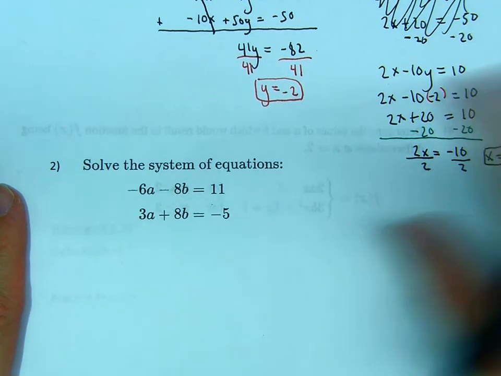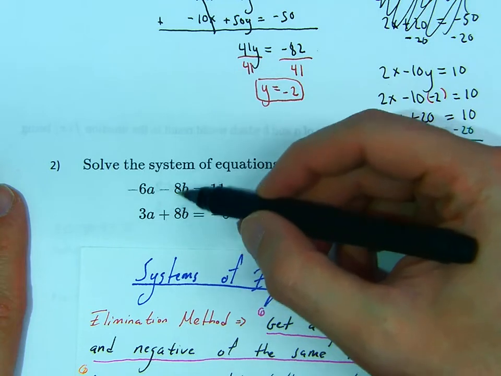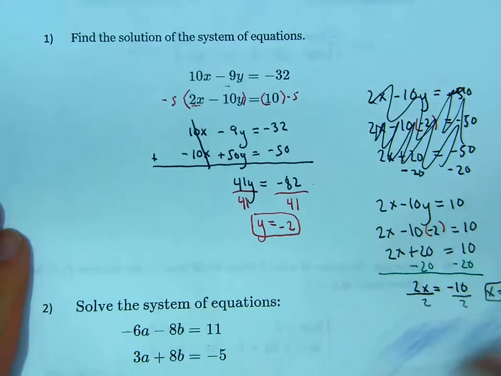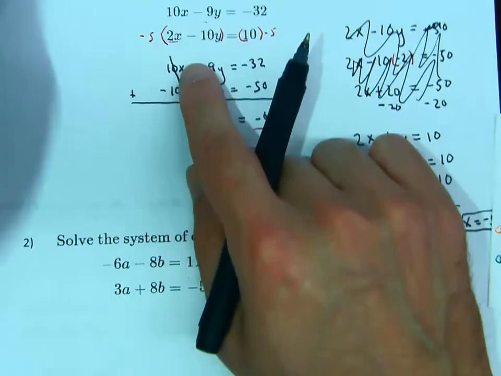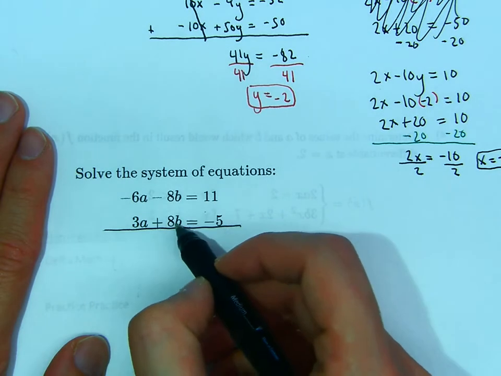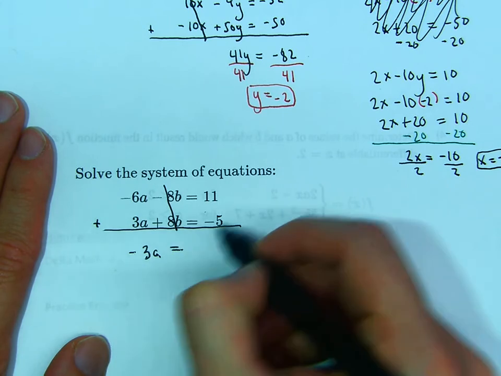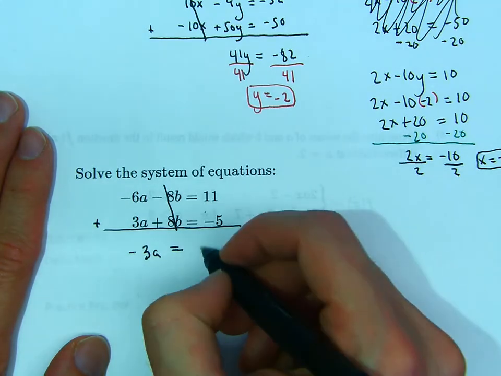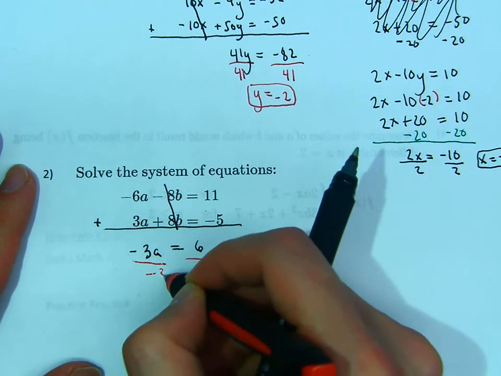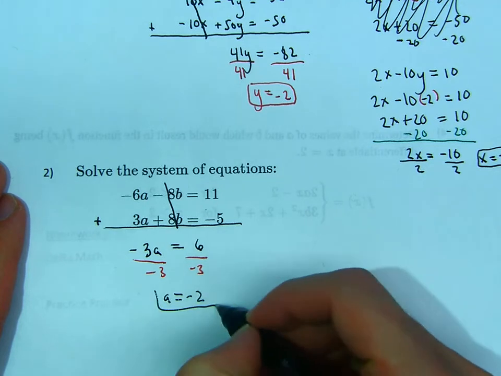Notice that you already got lucky that you already have a positive and a negative of the same value for b. So notice you don't even need to manipulate anything like we did over here. We simply, here, we could just add both equations because the negative 8b and the positive 8b just cancel. And then now I have negative 3a is equal to 6, right? Then divide both sides by negative 3. So now I have a equals negative 2.